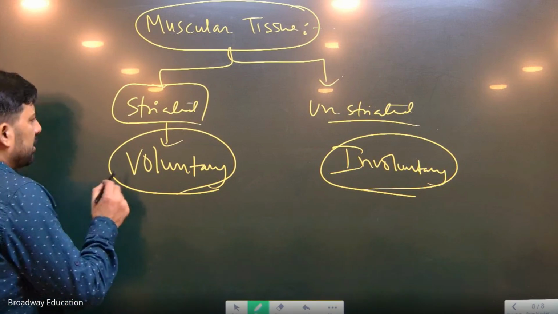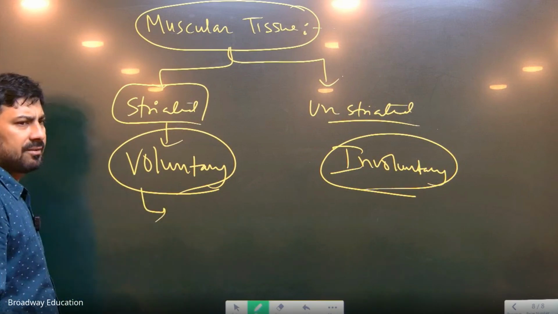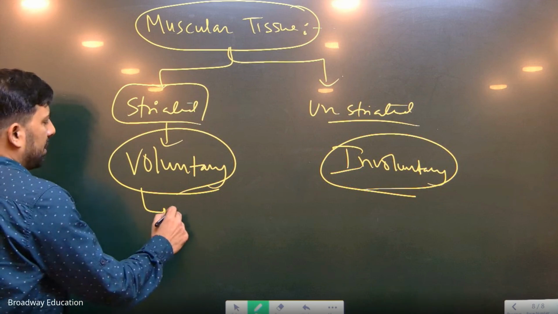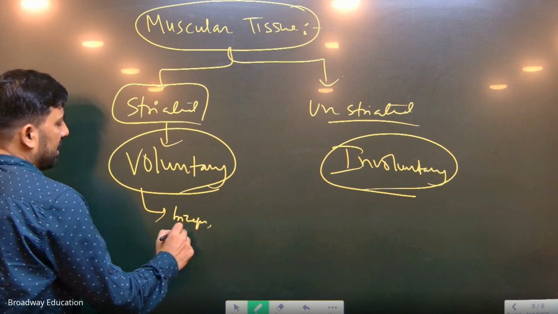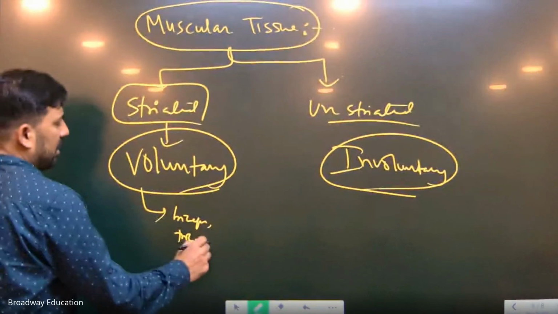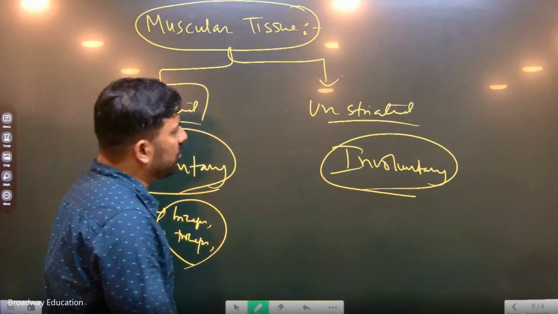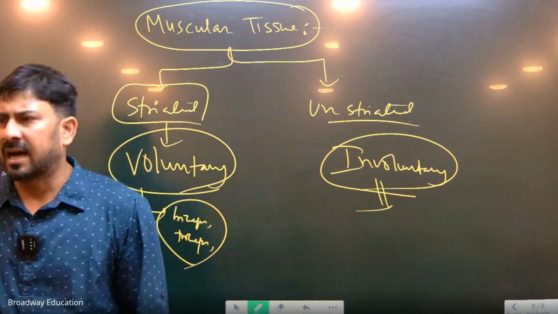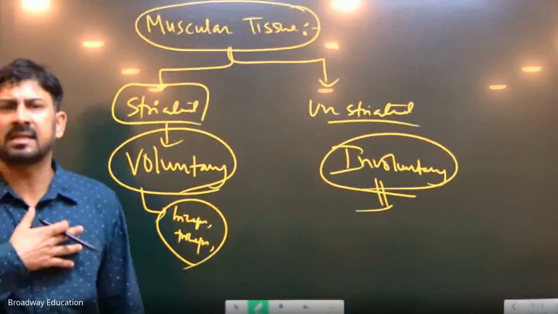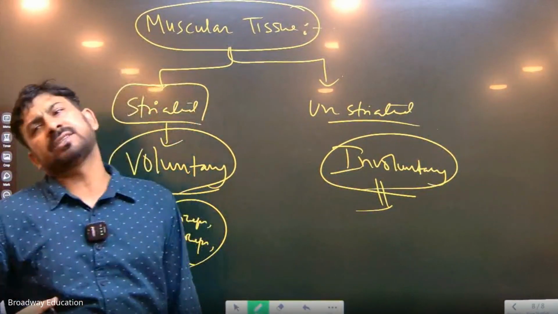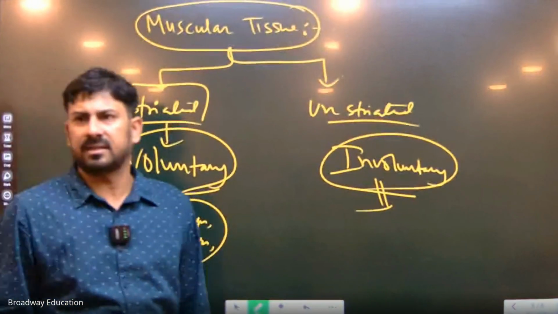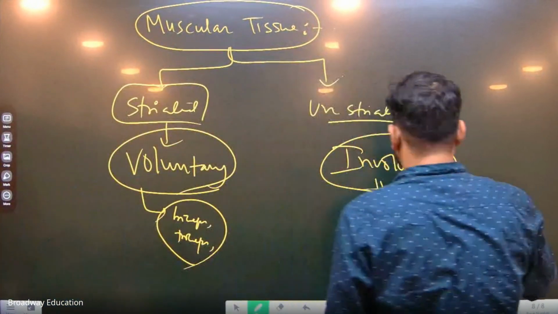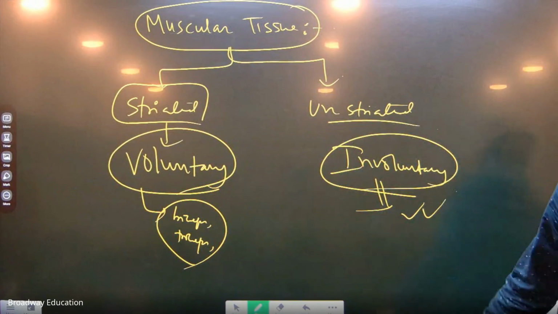Is this part clear? So examples we gave for voluntary: biceps, triceps, etc. Now I also discussed the involuntary muscles. Yes or no? What were these? Eye muscles, heart muscles, brain muscles, intestinal muscles, etc. Yes or no? Is this part clear?